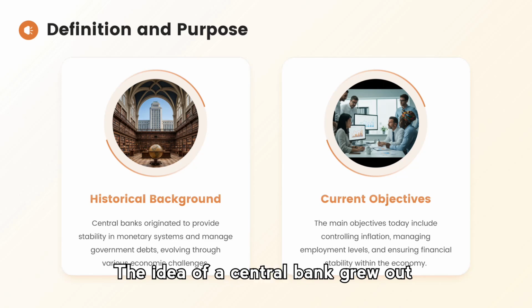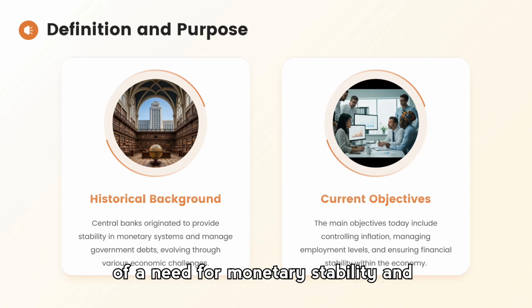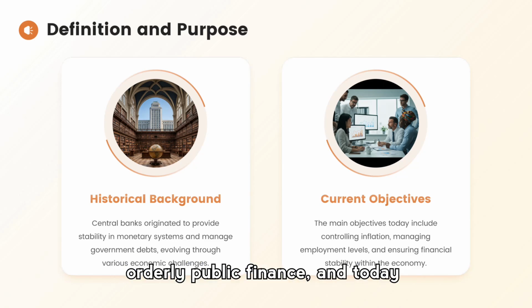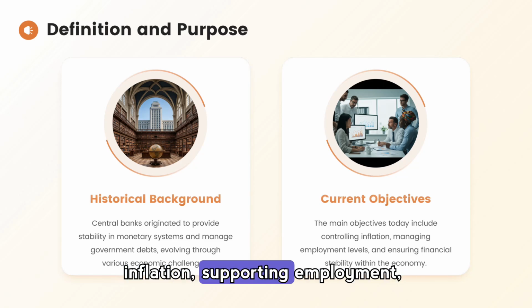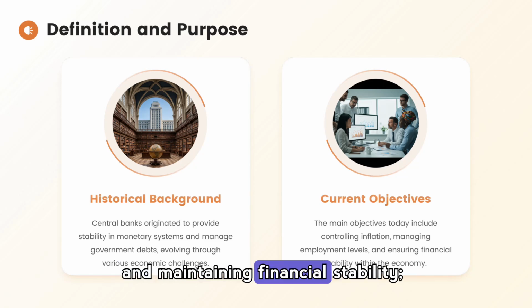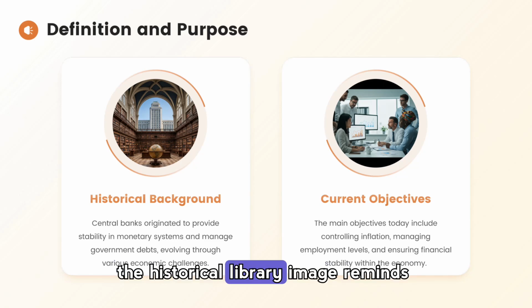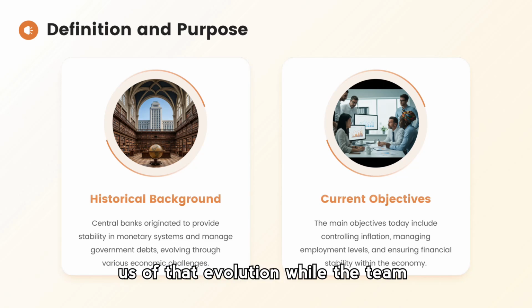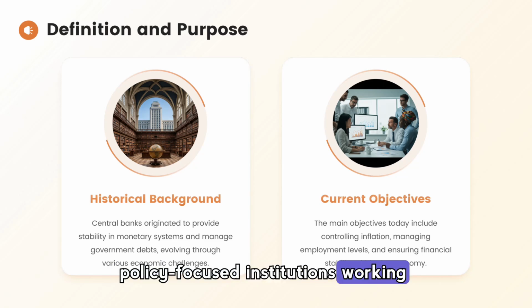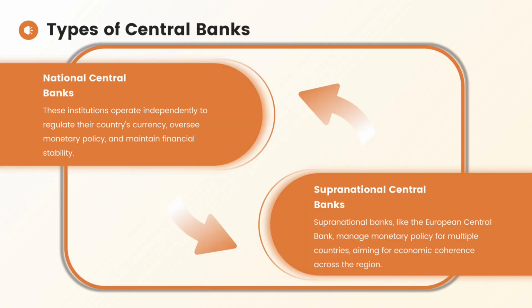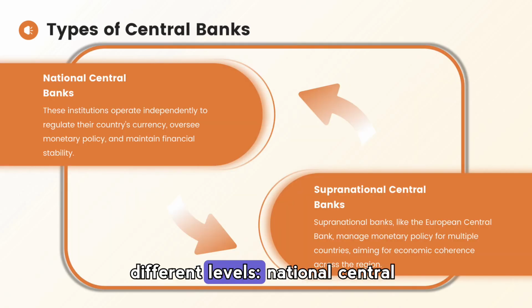The idea of a central bank grew out of a need for monetary stability and orderly public finance, and today their objectives include controlling inflation, supporting employment, and maintaining financial stability. The historical library image reminds us of that evolution, while the team photo points to modern, policy-focused institutions working to balance multiple goals.